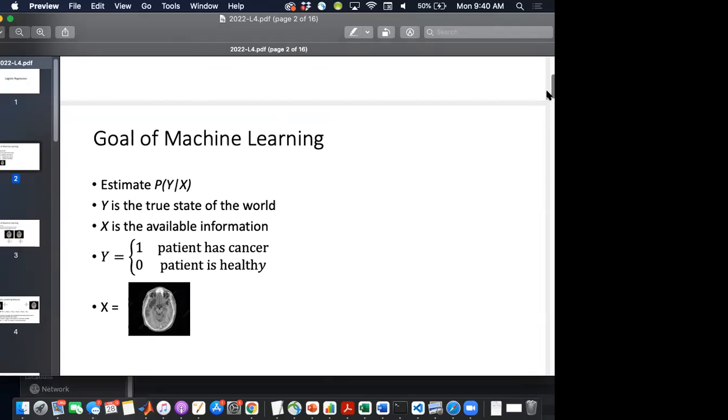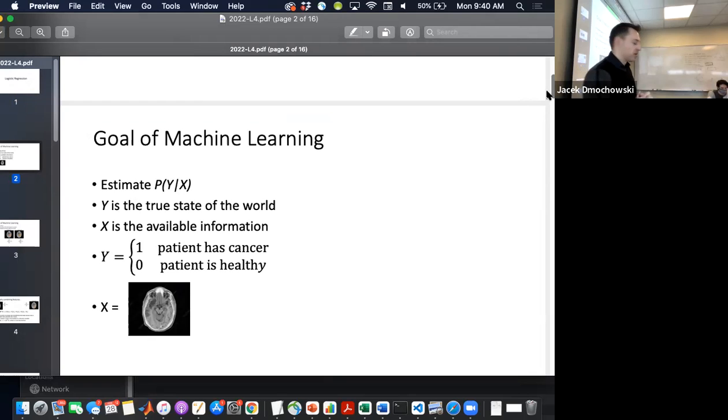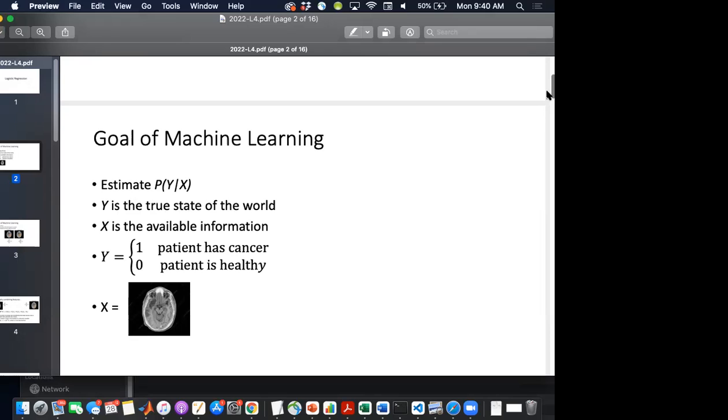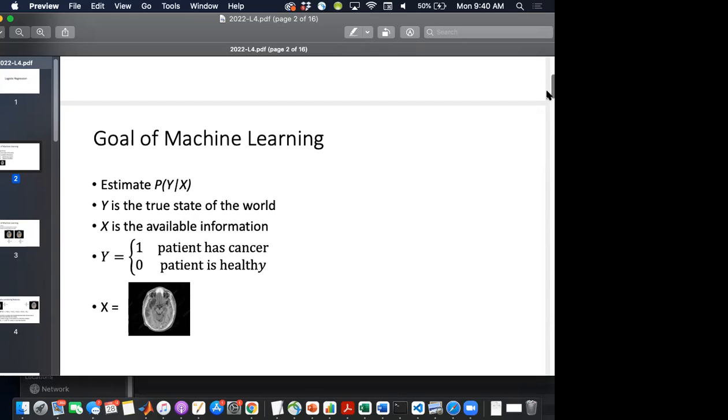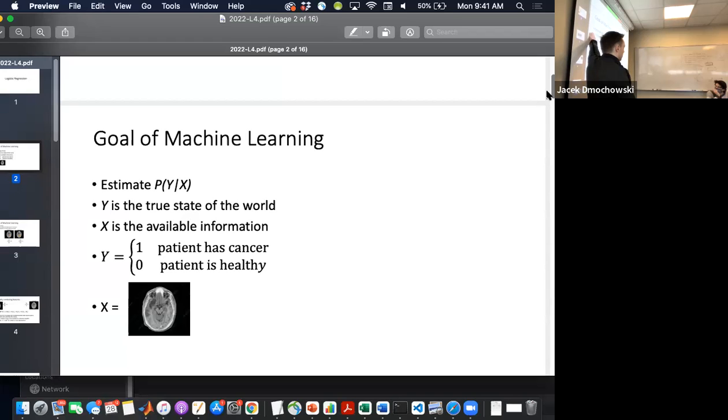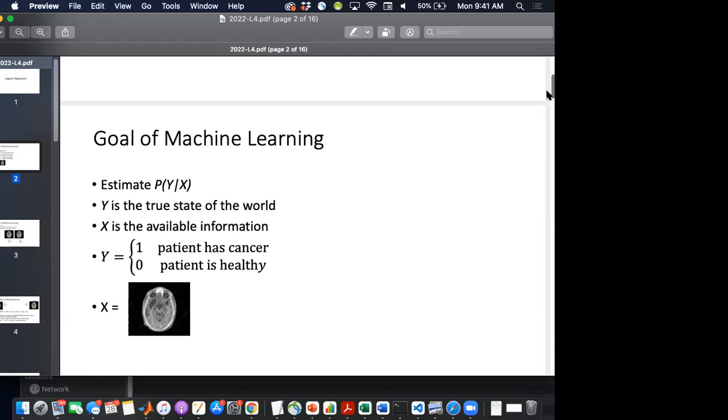So I'll just show this to formulate what the problem is. I'm going to use versions of this example throughout the course. So y is the thing that we're looking to predict, in the most general sense, the true state of the world. X is the information that you have available to estimate y with. So y is called the label or the target, and X is called the feature or the data. Input, output for supervised learning.